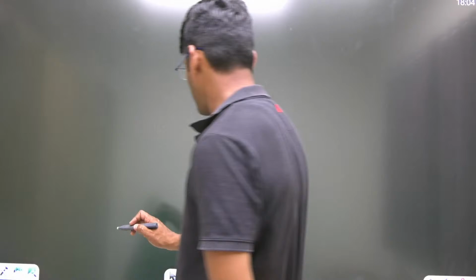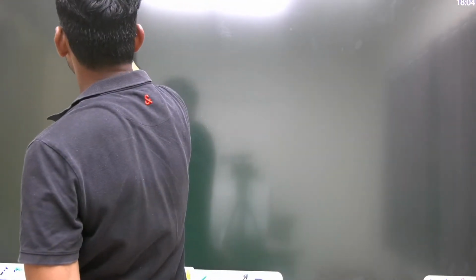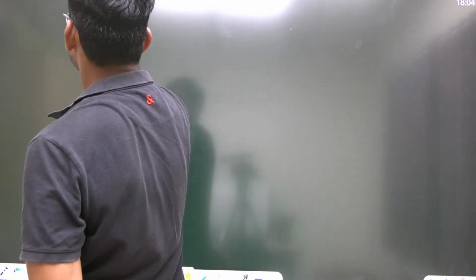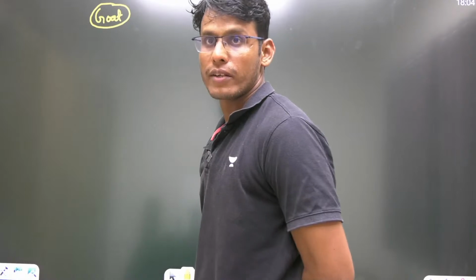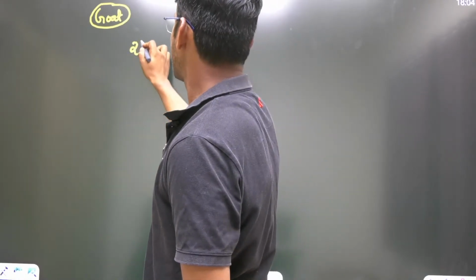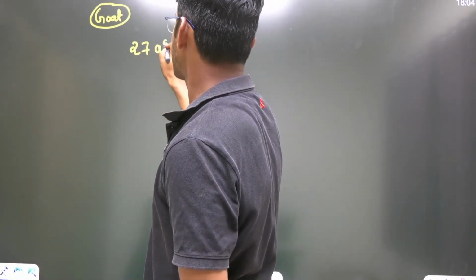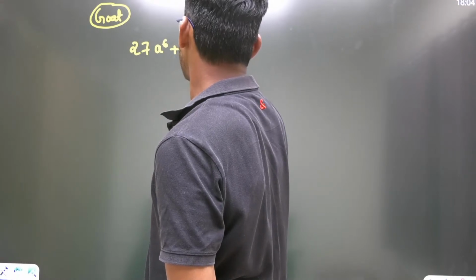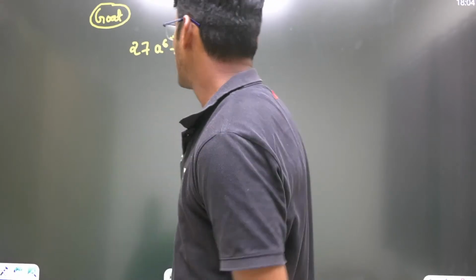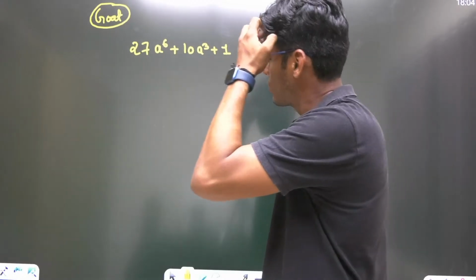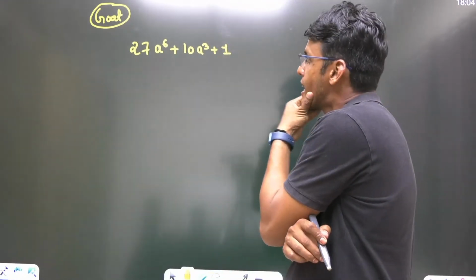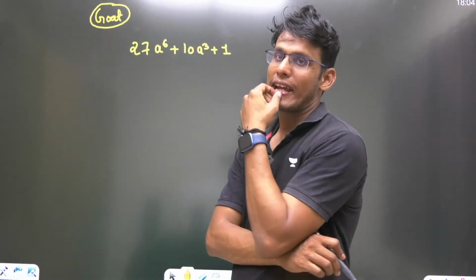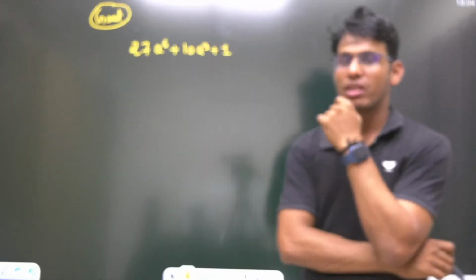This is a GOAT problem. If any one of you get it, you are GOAT. 27 a to the power 6 plus 10 a cube plus 1. Okay, this you need to have. This is a very difficult factorization. I consider this as very, very difficult factorization.